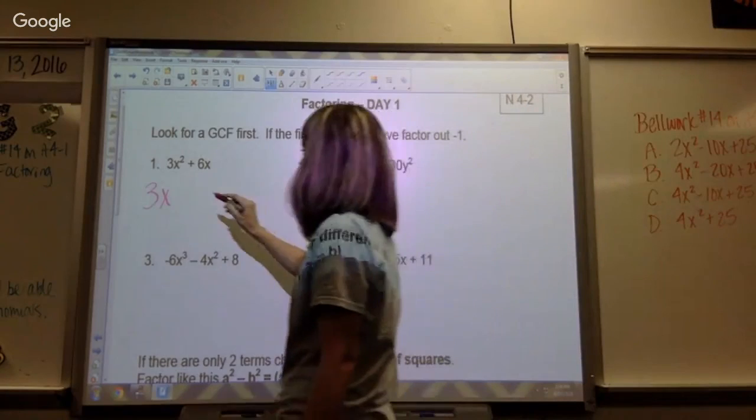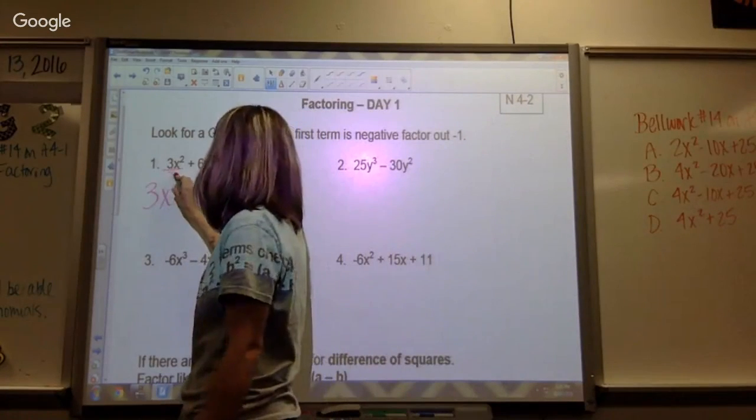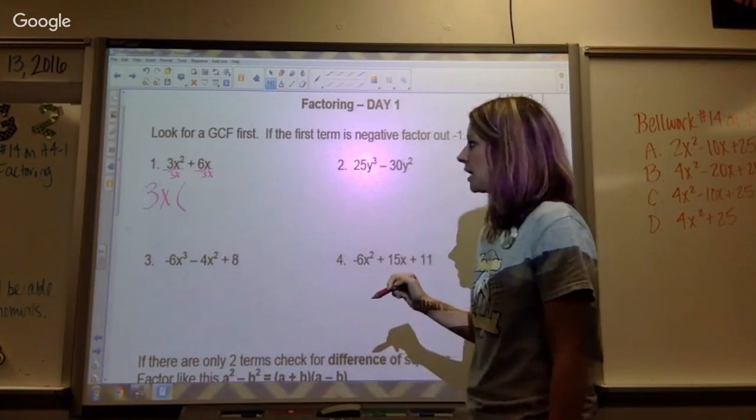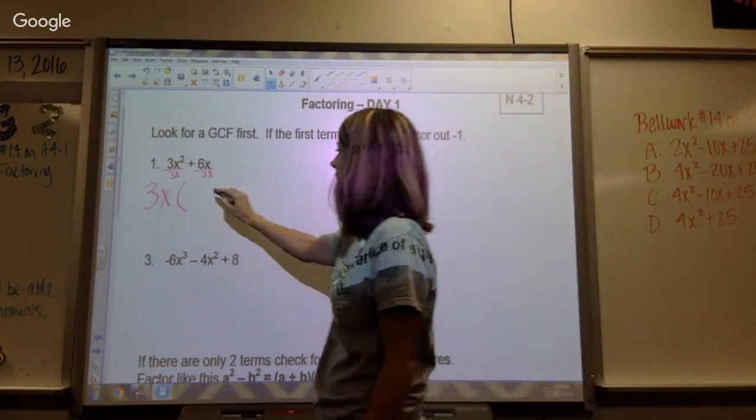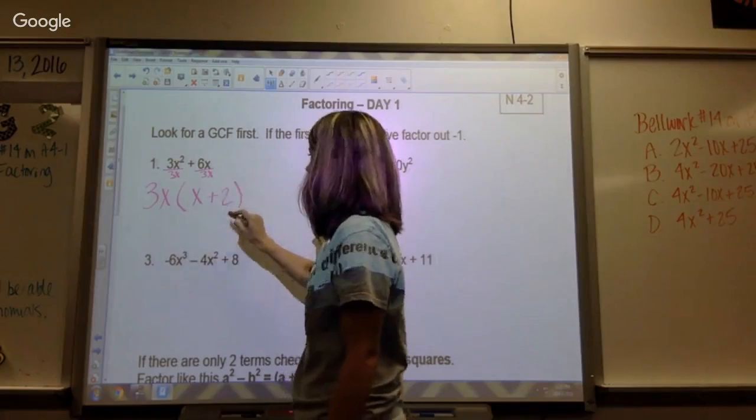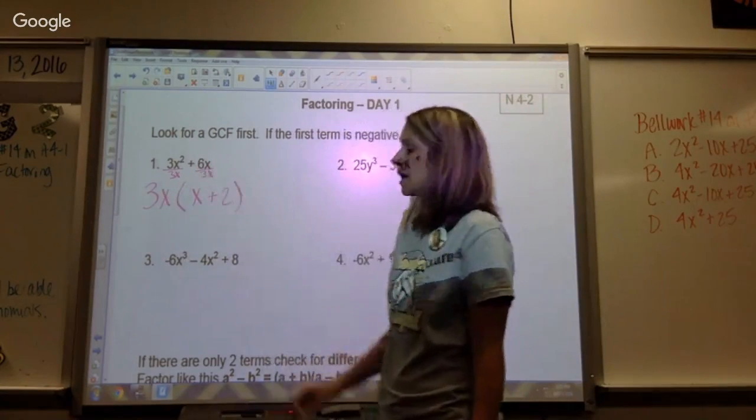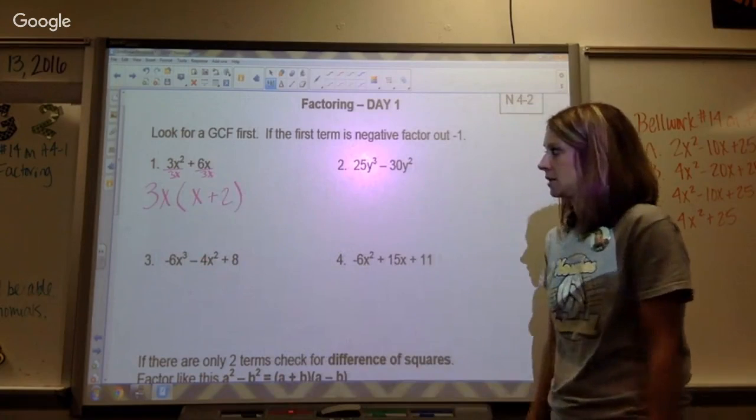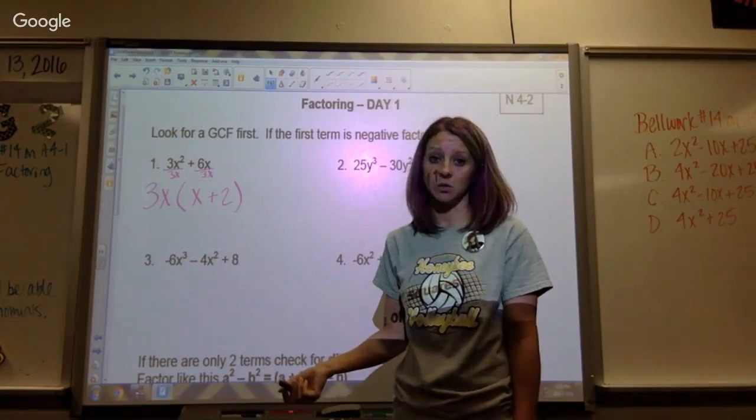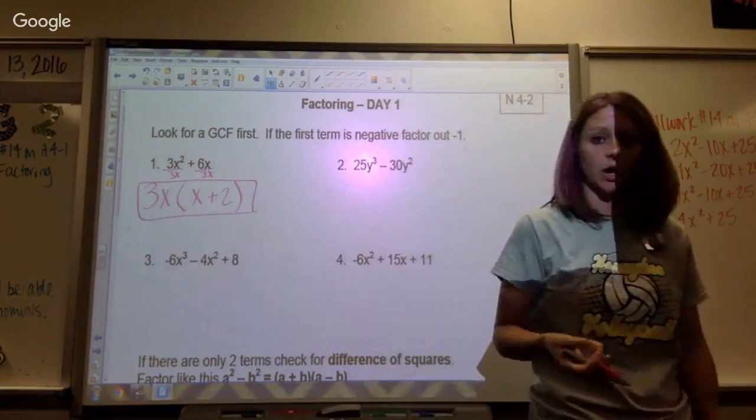Okay, so when we take out a 3x, to determine what's left, you're going to be dividing each one of those terms by your GCF. So 3x squared divided by 3x would give you x. 6x divided by 3x is a positive 2. When you distribute that, it should end up giving you back the 3x squared plus 6x. So when you're factoring, it's just writing it a different way. They should still be equal. So that's all we would have to do here, just take out the GCF, the greatest common factor.